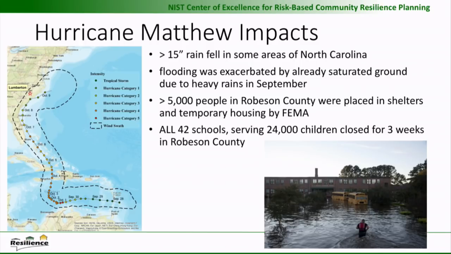Hurricane Matthew hit as a Category 1 in October of 2016 and impacted the state of North Carolina in both the coastal and the inland areas quite a bit. Over 15 inches of rain fell in some parts of the state, and flooding was exacerbated by pre-existing conditions. There had been a lot of rain during the month of September, so grounds were heavily saturated and ripe for flooding. In Robeson County, over 5,000 people were placed in shelters and in temporary housing by FEMA, and all 42 schools serving 24,000 children were closed for 3 weeks in this county.